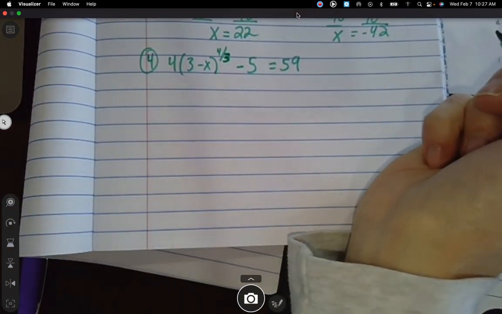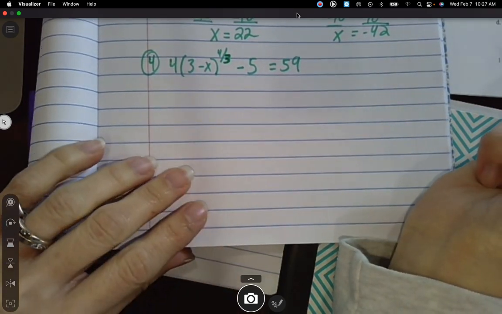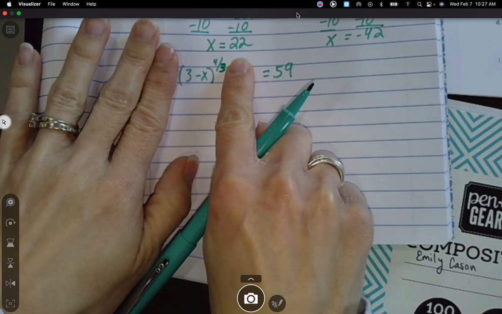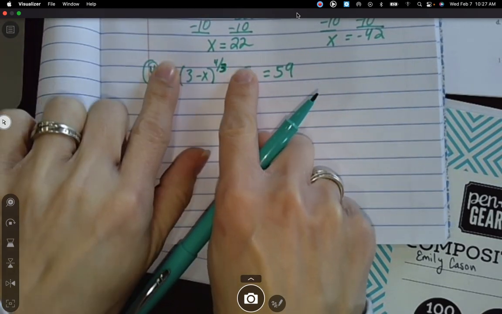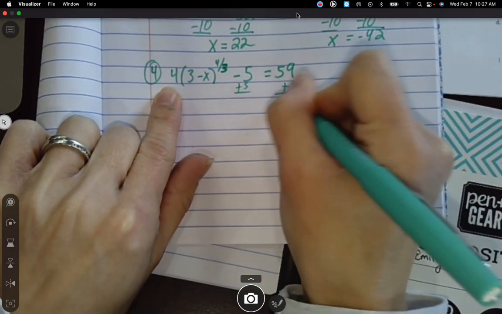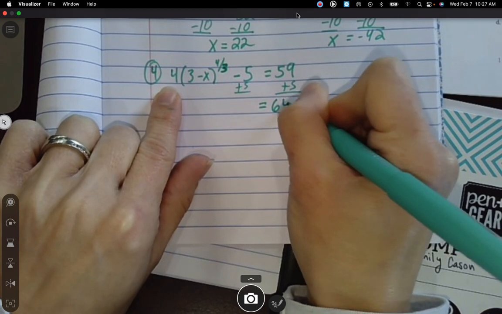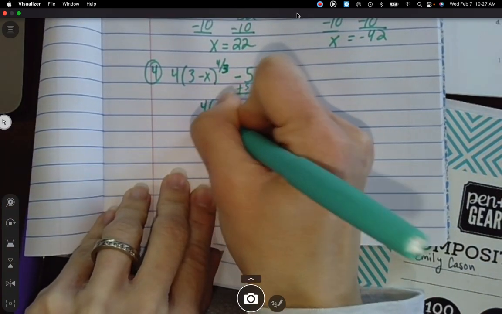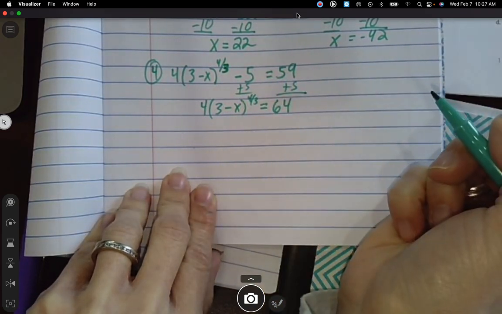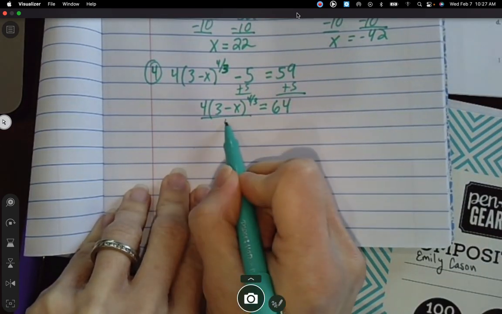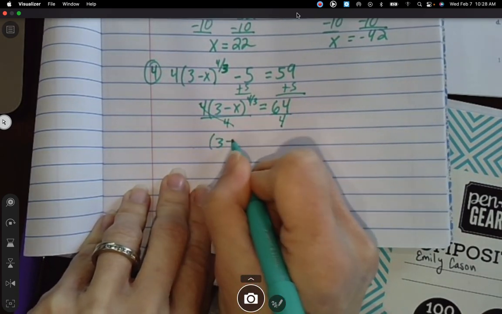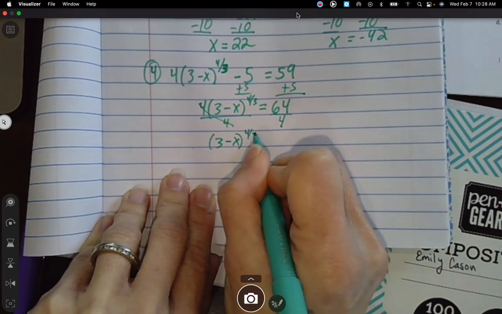Number 4 is 3 minus x to the 4/3 minus 5 equals 59. This one actually has extra steps because I need to get rid of everything that I can first. So what do I do first? Add 5. We're trying to get just that by itself so we can take care of the 4/3. That means I need to move those two things. So I will add 5. What do I get over here? 64. And I'll just bring this down. And then again, I'll divide by 4. Just trying to simplify it. And then we can do what we did on the other problem.